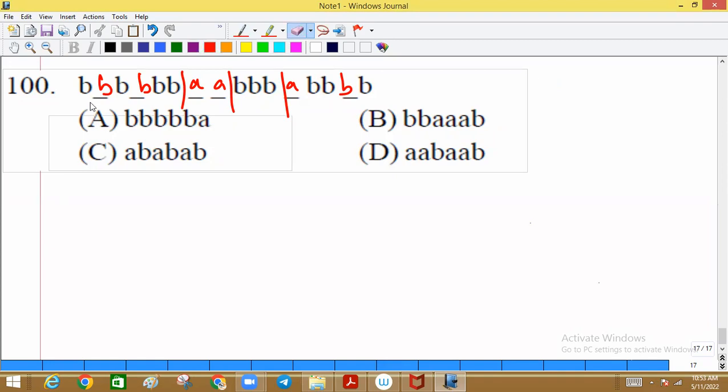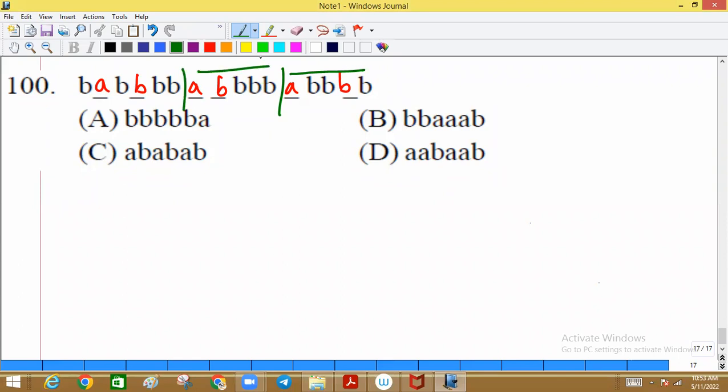Now come to option C. If you fill option C, A, B, A, B, and A, B. So if I fill this, there is some pattern repeating. What's the pattern that is repeating? Here A, then followed by 4 B's. Here also A followed by 4 B's. Here also A followed by 4 B's. So option C is the answer. There is a pattern that is repeating: A followed by 4 B's, again and again.